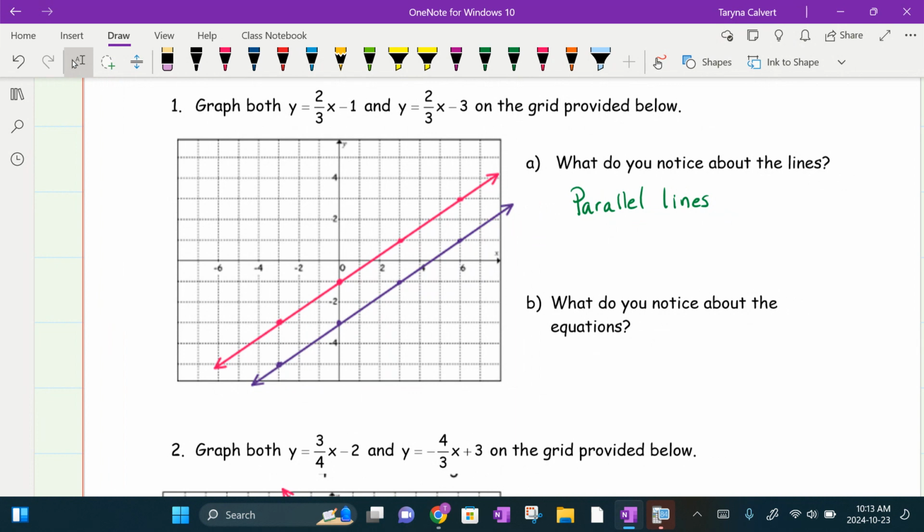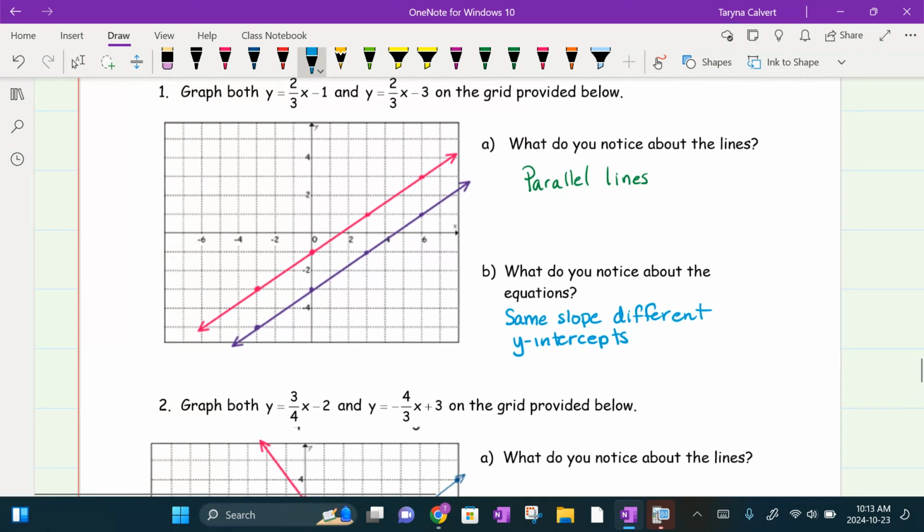Okay? So if they have the same slope, but different what? Y-intercept, because if they have the same slope and same y-intercept, it ends up being the same line, which we'll actually talk about, but not today. Right, so they have the same slope, different y-intercept. Right, so that's what we notice about these 2 lines here.